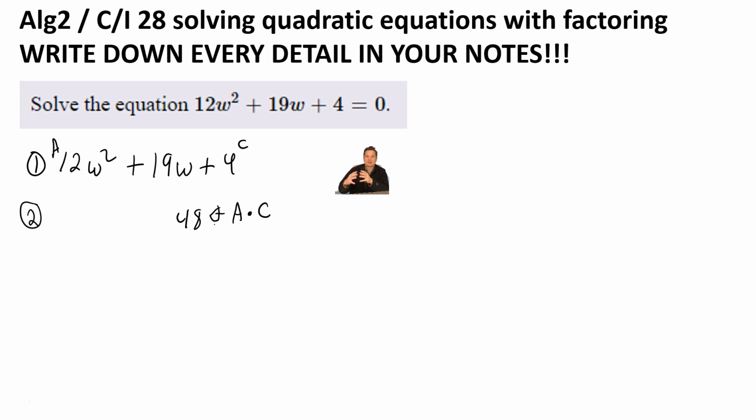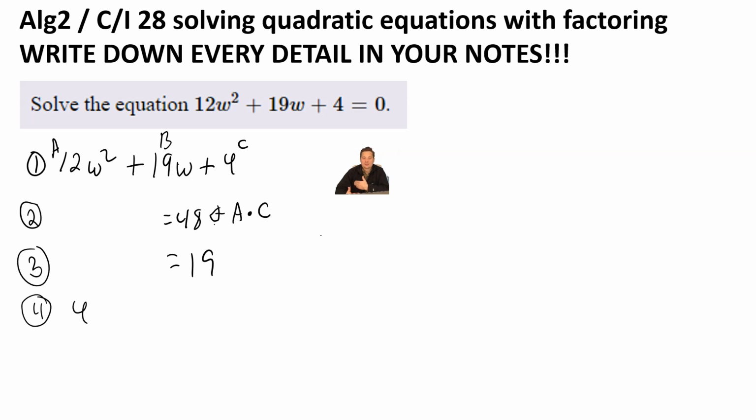Now to make the factoring work on the left side, the B is the 19. So I'm going to look for two numbers that multiply together to 48, and the same two numbers have to add up to 19. One more time, they have to multiply to 48 and add up to 19, because then those numbers are used to rewrite the middle term. So let's go through the process here.